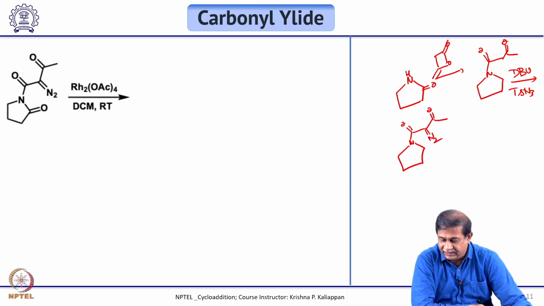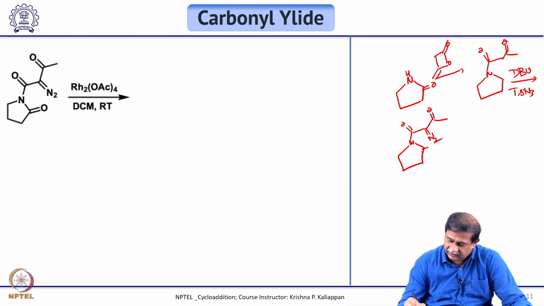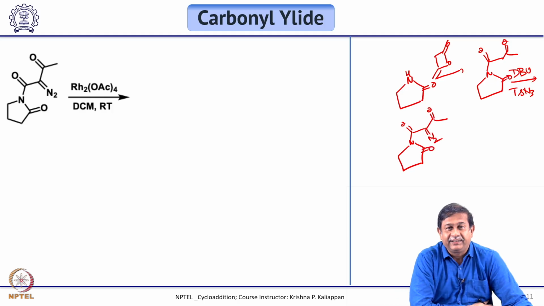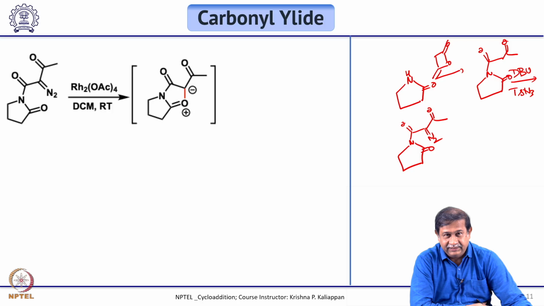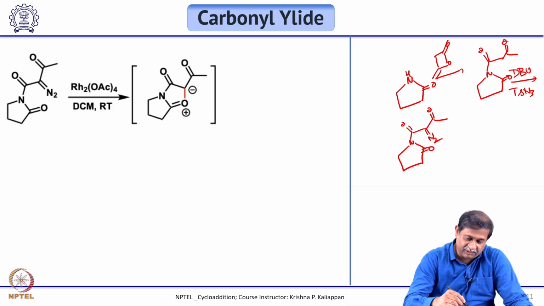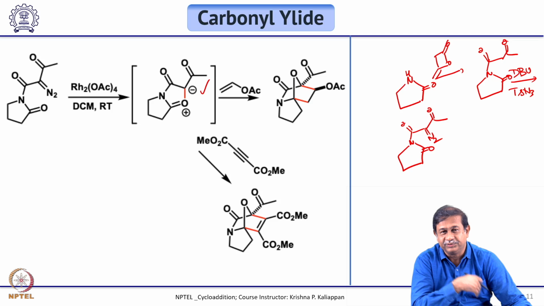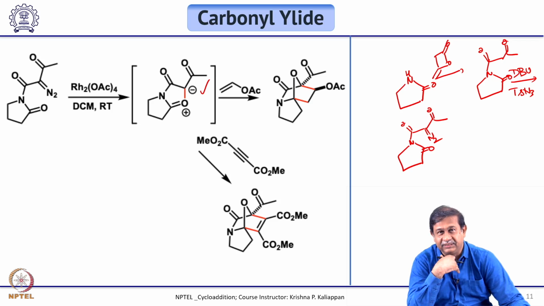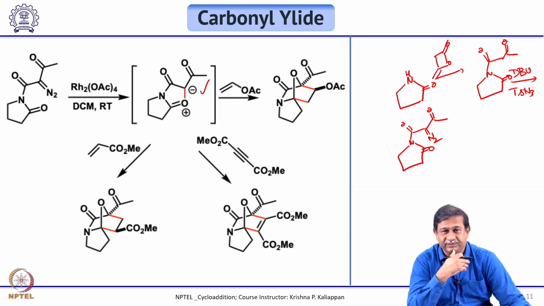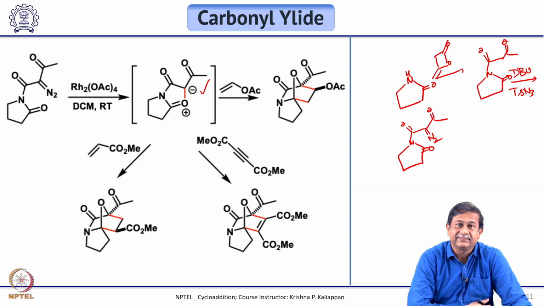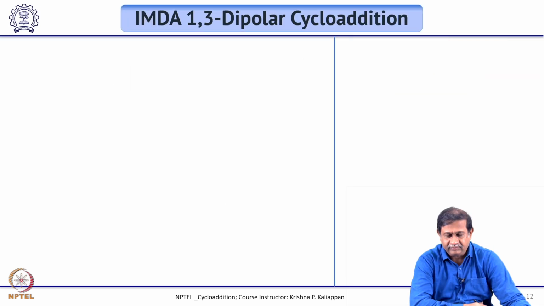So, once you have this diazo compound, then upon treatment with dirhodium tetraacetate, it forms this carbonyl ylide, and once you have this carbonyl ylide, then you can do the dipolar cycloaddition with various dipolarophiles to get the corresponding cycloadducts.